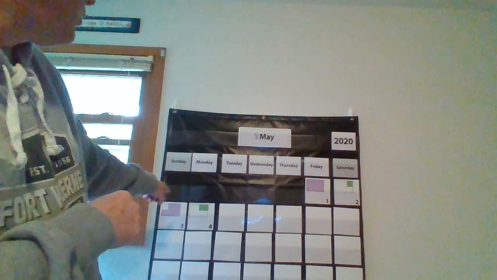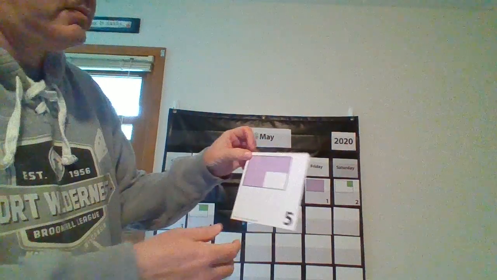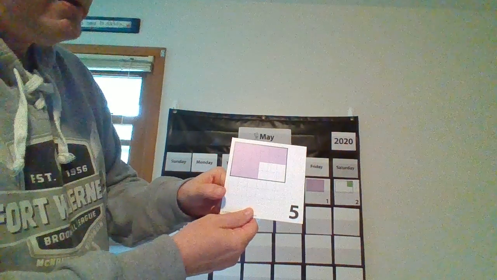So we haven't noticed any patterns yet, except maybe we looked at colors. We had like a purple, green, purple, green. So I'm wondering if that one for the fifth, so last week, if that one would be purple or green. Ooh, so that one is purple.